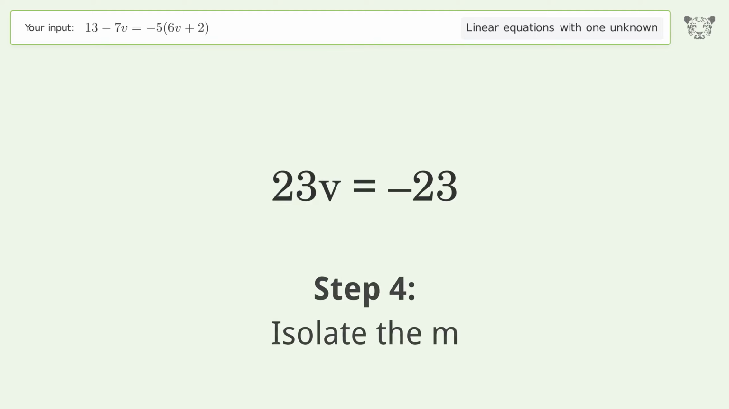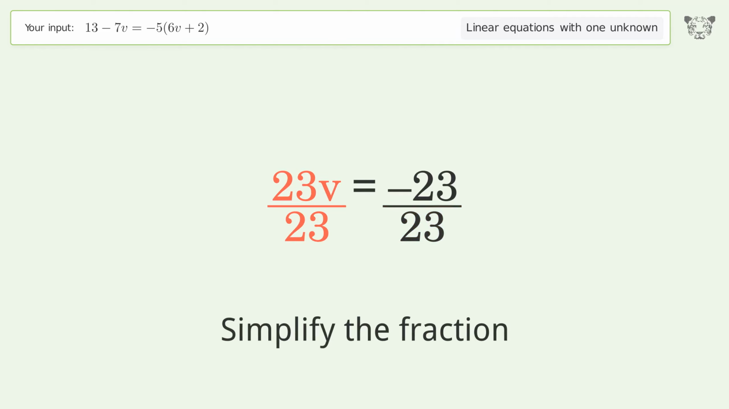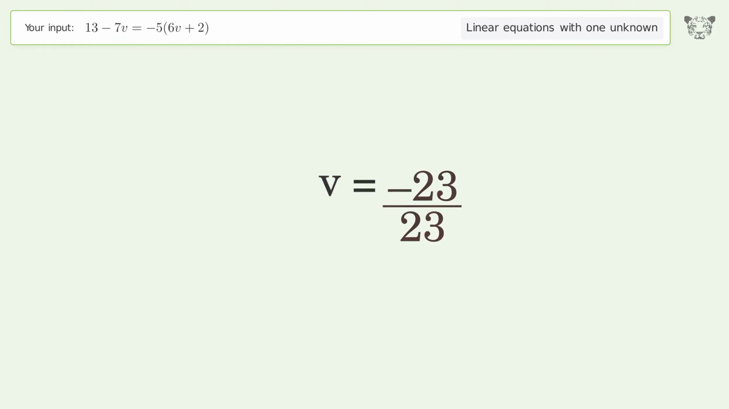Isolate the v. Divide both sides by 23. Simplify the fraction. And so the final result is v equals -1.